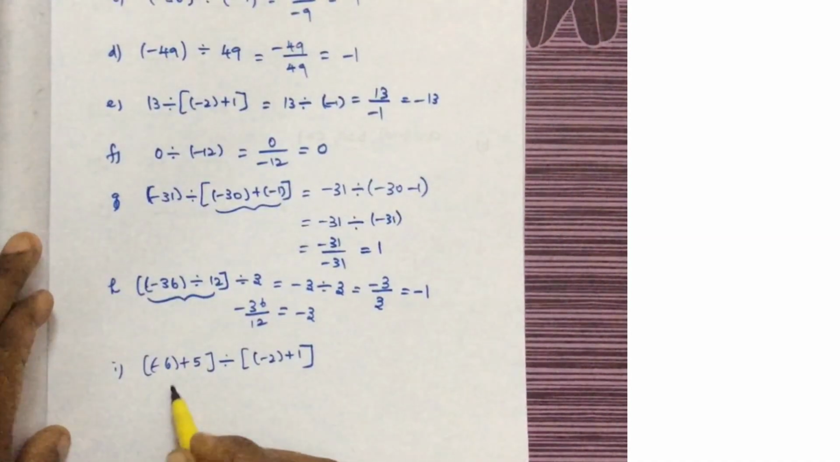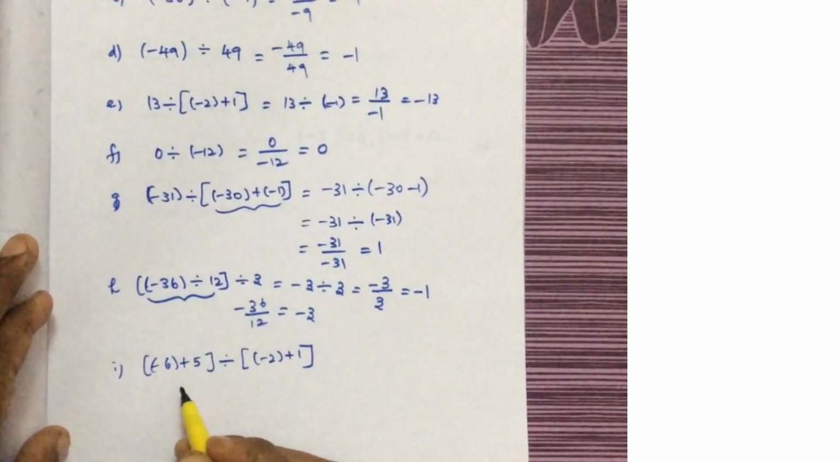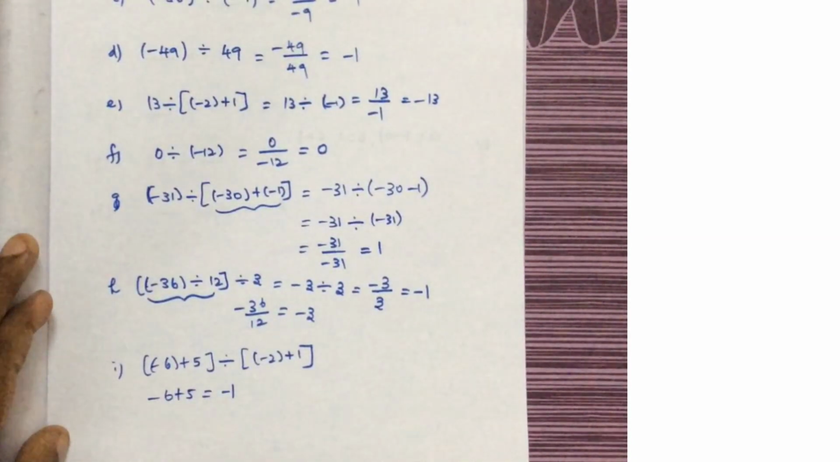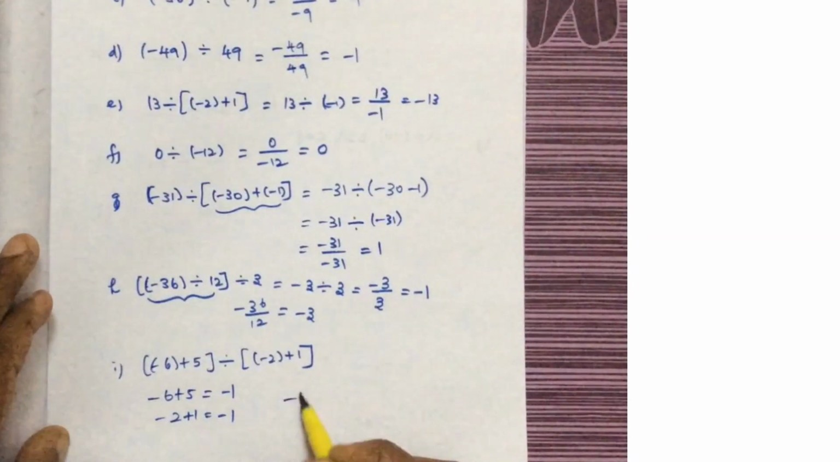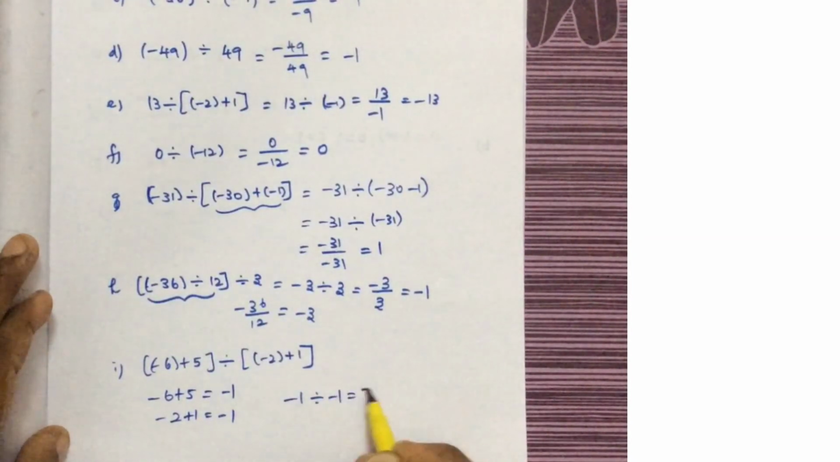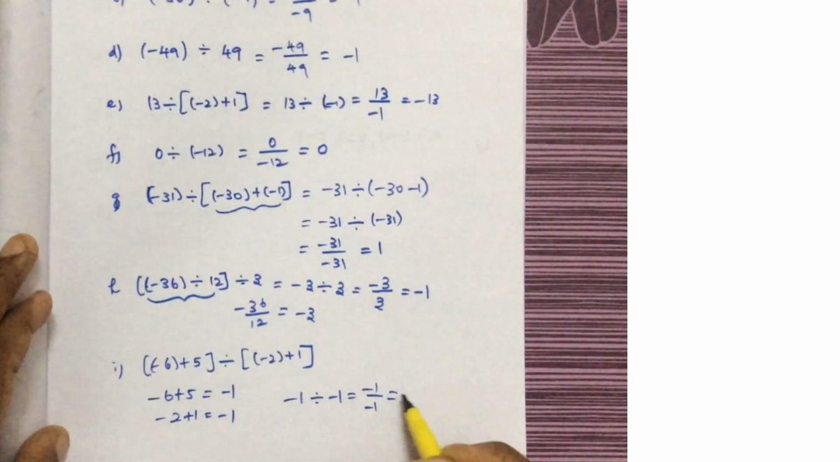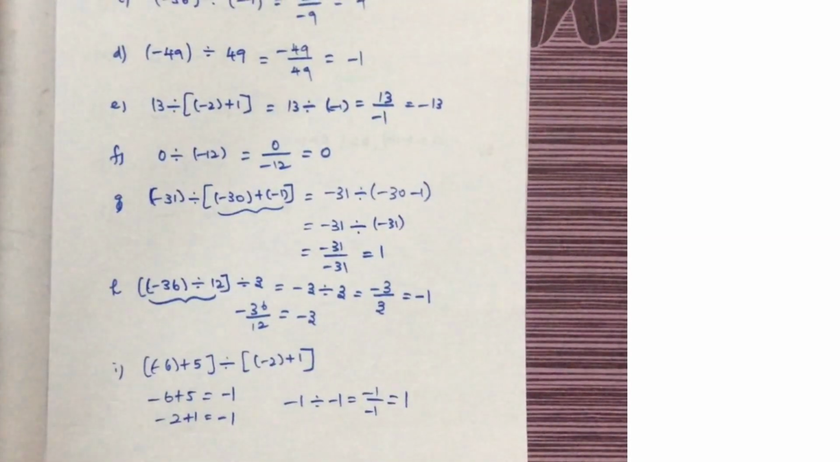And the last is minus 6 plus 5. Minus 6 plus 5 is equal to minus 1. Okay, now here minus 2 plus 1 is minus 1. So minus 1 divided by minus 1 is equal to 1. Minus minus will get cancelled.